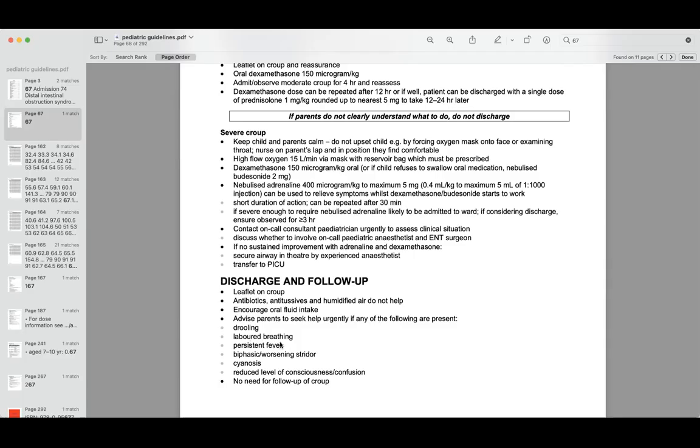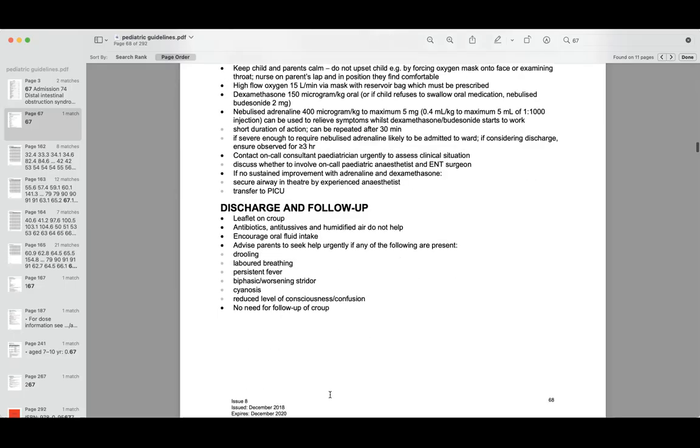And labored breathing means shallow breathing? Labored breathing can be fast also, no? Fast breathing, like air hunger.